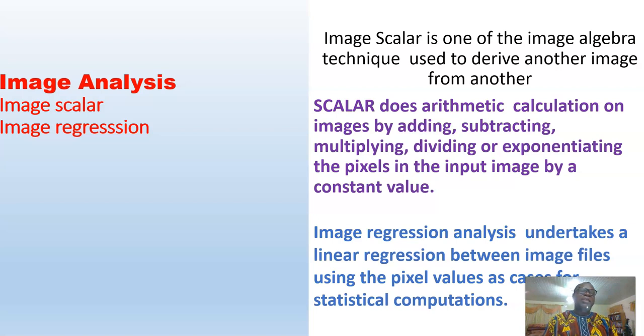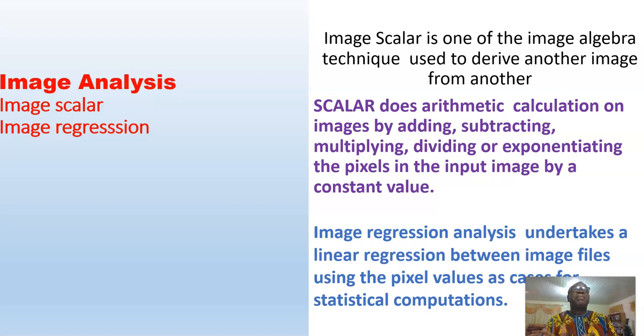And then image regression is like regression analysis. You want to look at the relationship between two images. They must be images of the same area, but they may be land use. For instance, we have the land use map of Ibadan in 1986, and you have the land use map of Ibadan in 1996. You can do image regression. When you do image regression analysis for the two periods, this can show you the relationship between the changes that are taking place there.